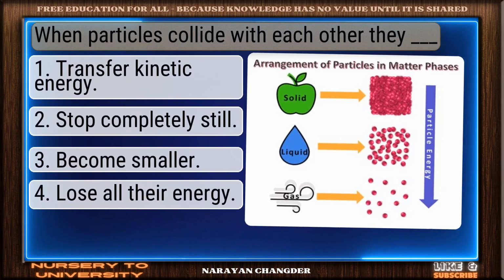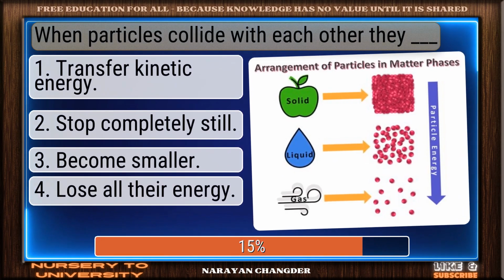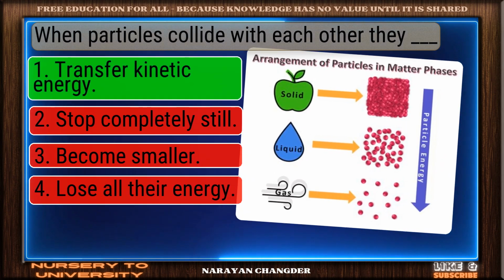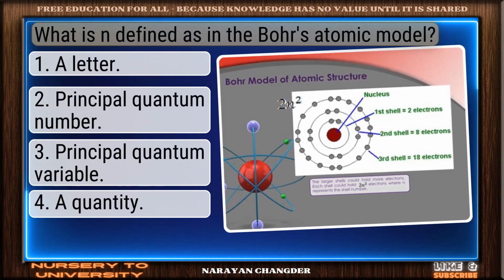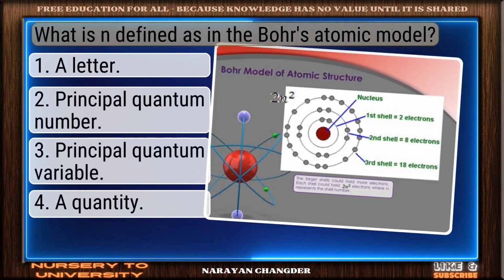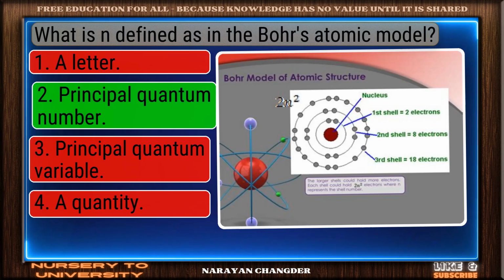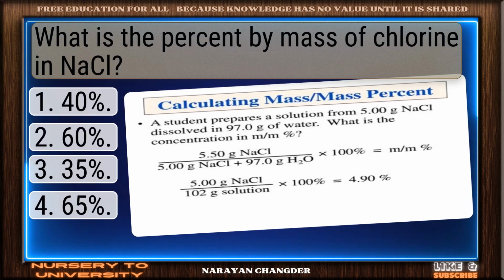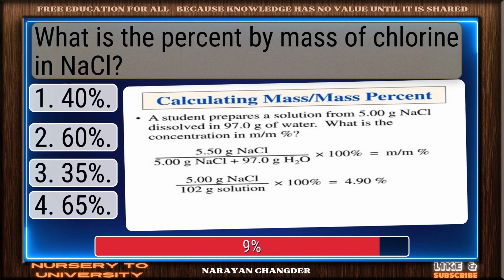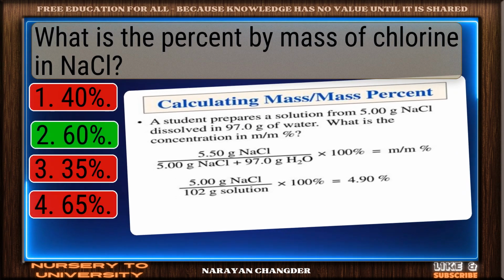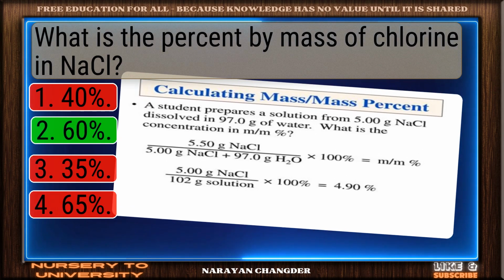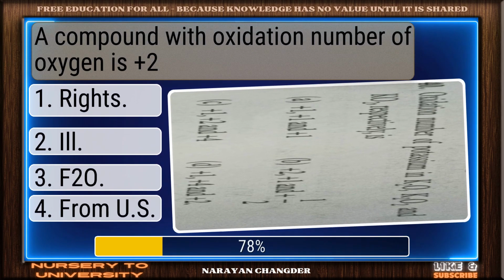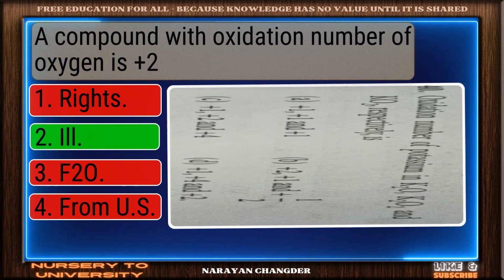When particles collide with each other, they transfer energy. Solid response. Transfer kinetic energy is a valid choice. What is n defined as in Bohr's atomic model? Well reasoned. Principal quantum number is the correct choice. What is the percent by mass of chlorine in NaCl? Right choice. 60% is the best answer. A compound with oxidation number of oxygen is +2. Right again. That is a valid answer.